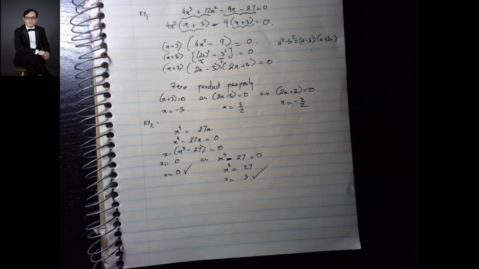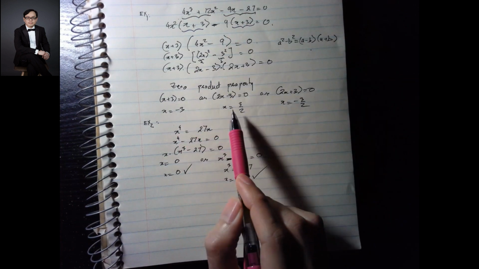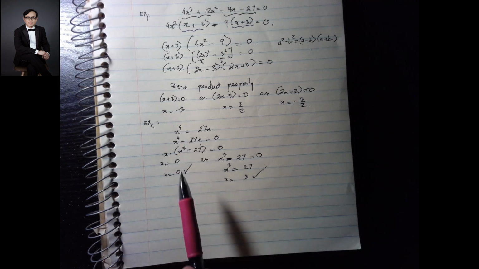When we solve a quadratic equation, quad means second degree, so every time you solve a quadratic equation, we have two solutions. Sometimes we have one solution, but it's repeated, so it's still considered as two. When we solve a third degree equation, we have three solutions. This is the fourth degree. How come you have only two solutions?